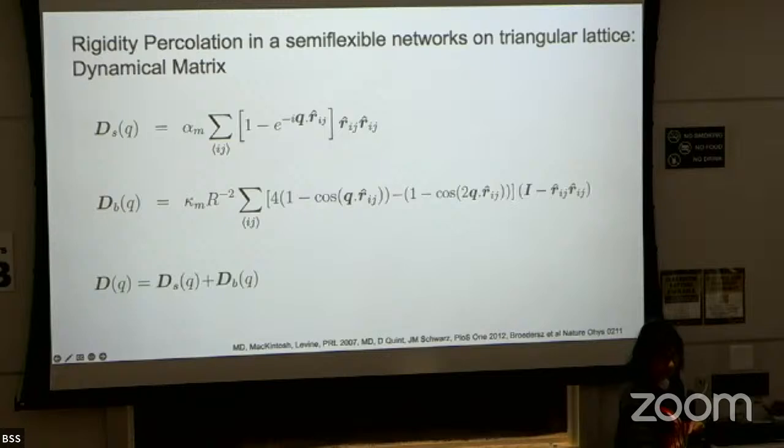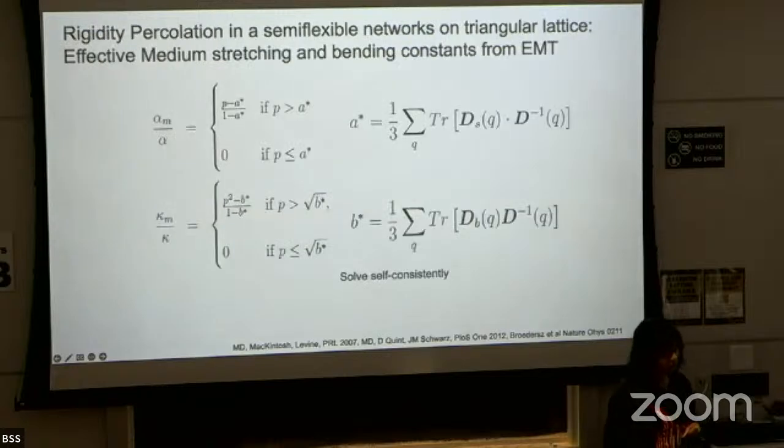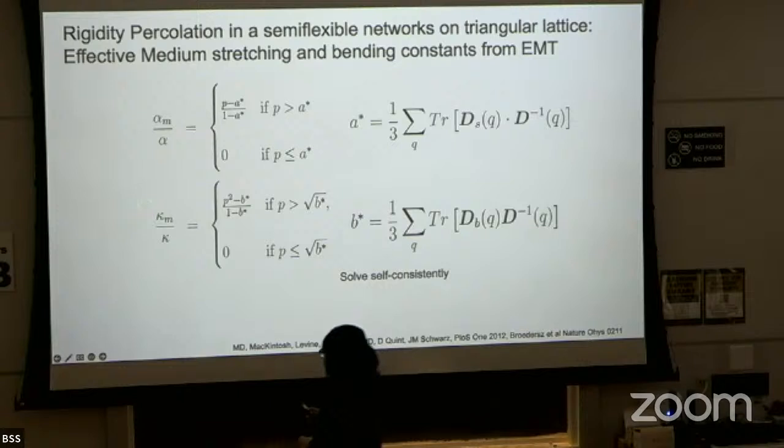All right. So then you can ask, what will these equations look like if we want to calculate what the effective medium spring constants are? We can do a similar effective medium calculation like we did for the spring case, but now both for the springs, the stretching part, and the bending part. The stretching part gives me the same kind of relationship as p minus A star by 1 minus A star. The bending part gives me p squared minus B star by 1 minus B star.